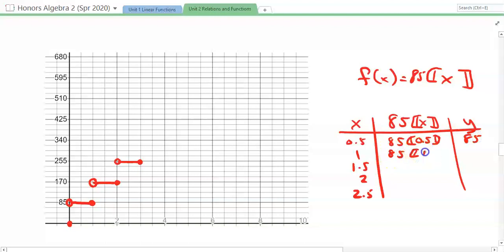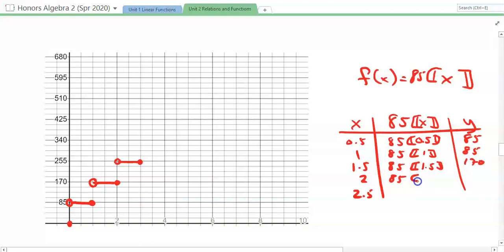And when I do it for 1, 1 is an integer, so it stays where it's at. We're not going to round 1 up to 2. We're going to round to the next integer, but if we're already an integer, we stay where we're at. And so 1 times 85 is 85. When I do it with 1.5, well, 1.5 is not an integer, so I have to round up to the next integer. So that's 2. And so 2 times 85 is 170.